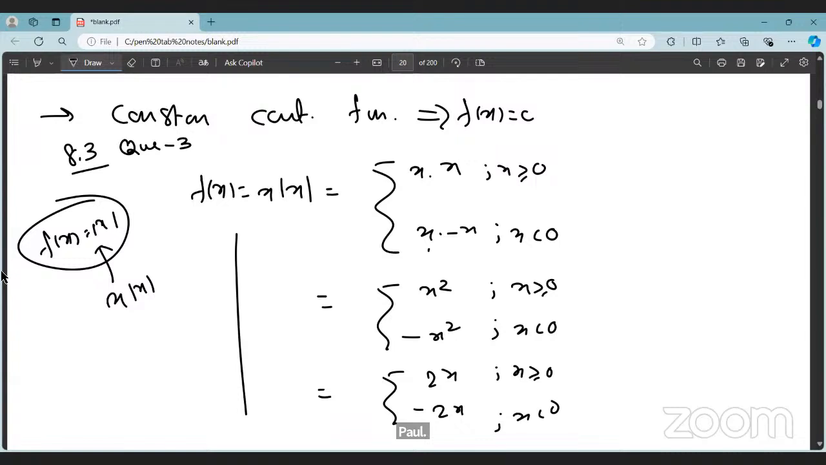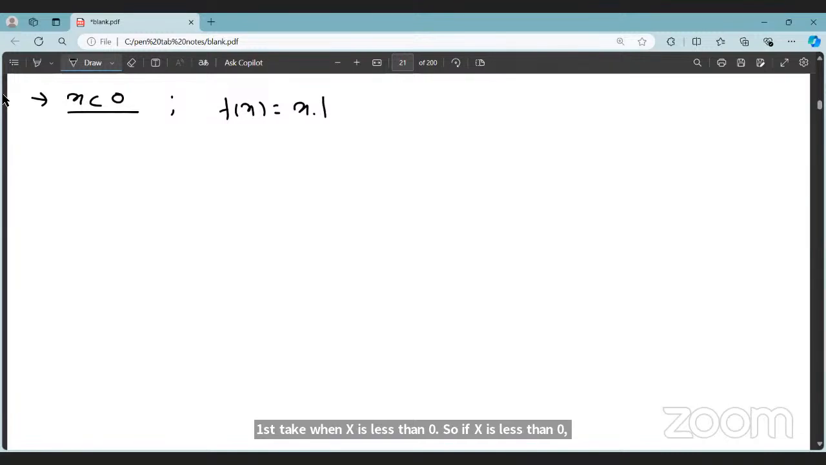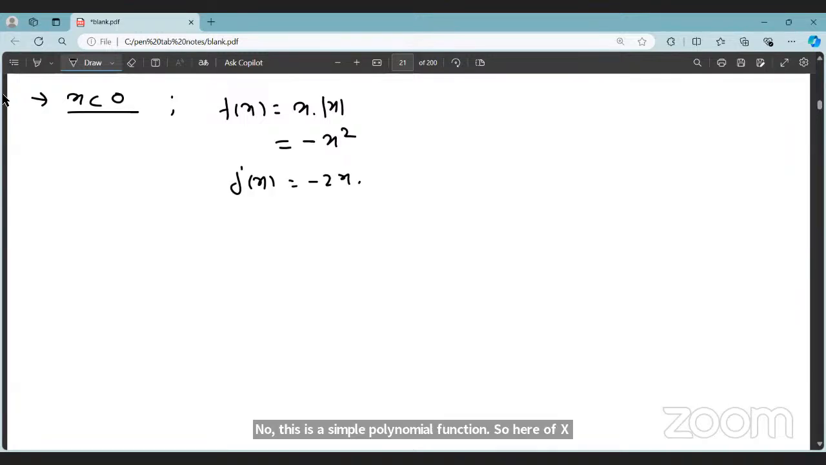So what you can do, if you are getting confused, just distribute your real line over 3 pieces. First take when x is less than 0. So if x is less than 0, how will your function look? It will look like x into mod of x, right? But mod of x, how does it look when x is less than 0? It will look as minus of x, right? Now this is a simple polynomial function. So here f dash of x will become minus 2x, right? Okay, this domain is fine.